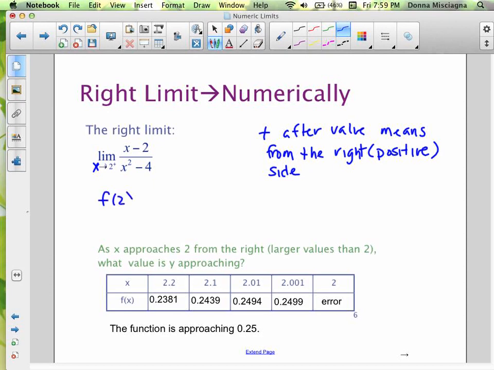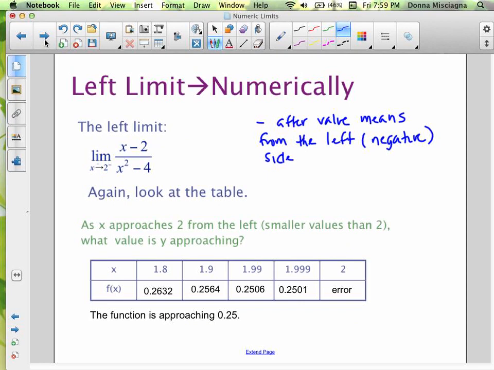so f(2) does not exist. However, the limit of (x - 2)/(x^2 - 4) as x approaches 2 from the right-hand side exists, and that value appears to be 0.25. Let's look at the left-hand limit.